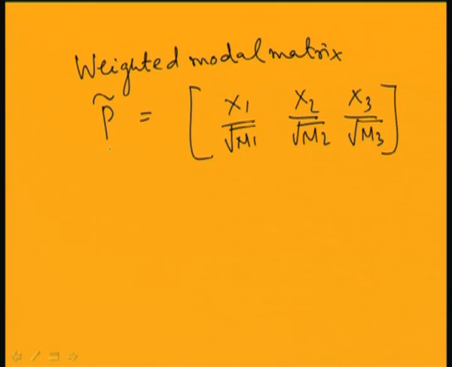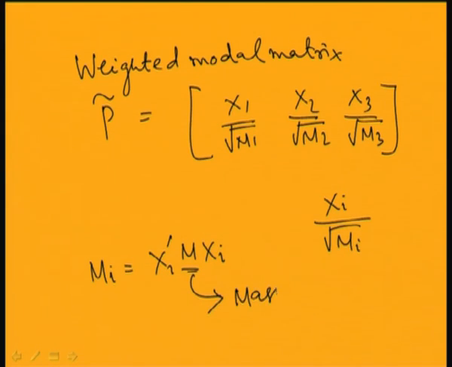So, this weighted modal matrix can be obtained by dividing the first column by root over m1, the second column by root over m2 and the third column by root over m3, or the ith column by root over mi, where mi equals xi transpose m xi, where m is the mass matrix and xi is the ith normal mode. In this way one can find the weighted modal matrix.